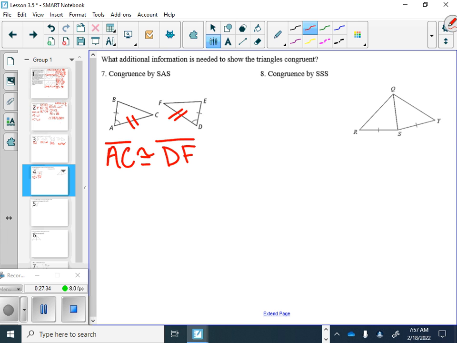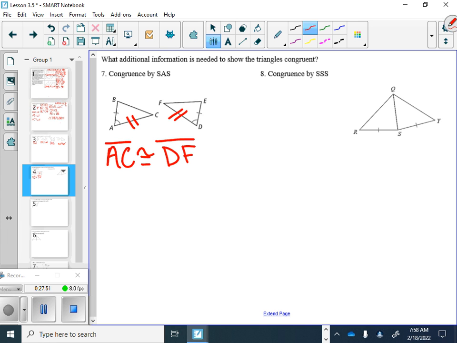Okay, sometimes with these problems, well, let me explain this. With these problems, there's only one piece that's missing. There may be a piece that's missing to you, but it should be obvious.